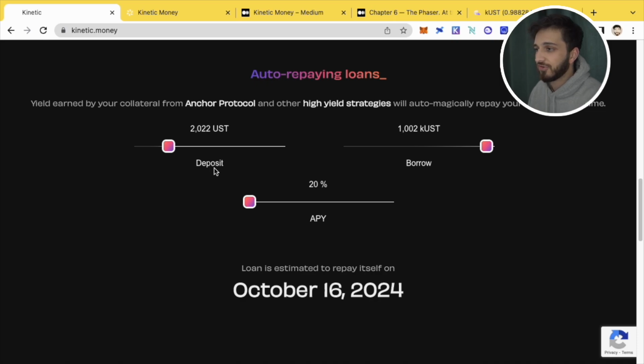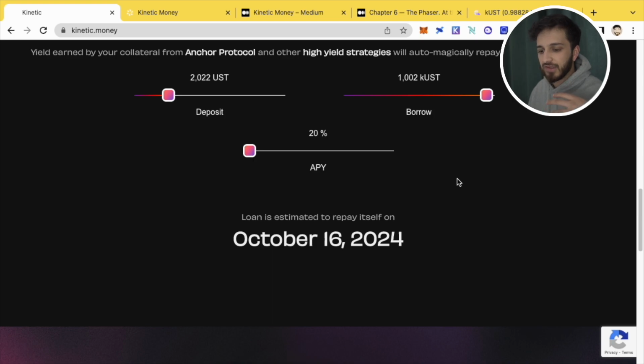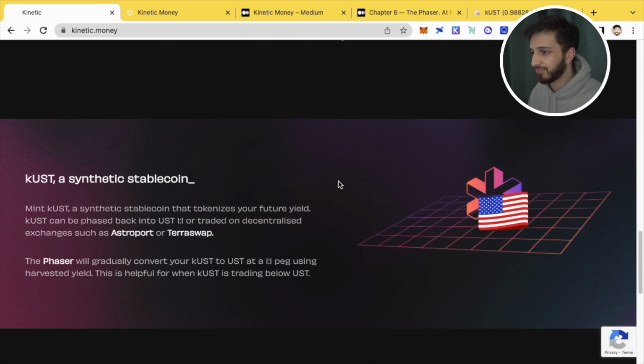And that's essentially just because of this collateral, this UST. It's going to be earning revenue from Anchor Protocol, and it's going to pay off this loan. So essentially, you're getting the future yield that you would have got from Anchor, and you're getting it earlier. That's really powerful because you can essentially use leverage. So that's pretty much it.